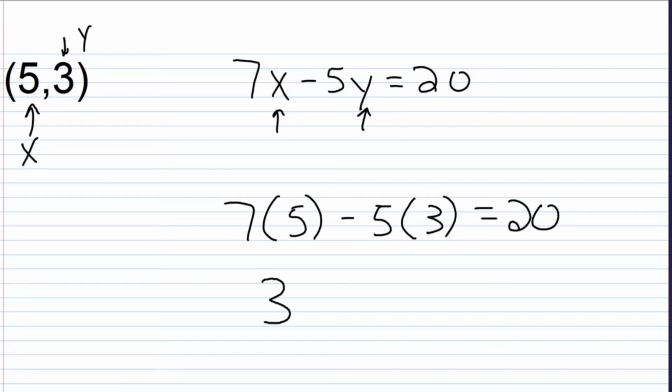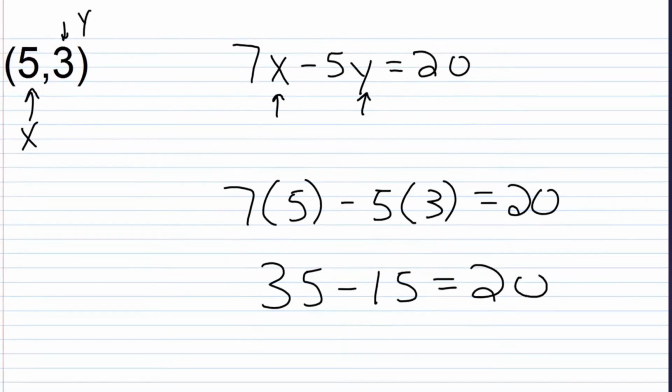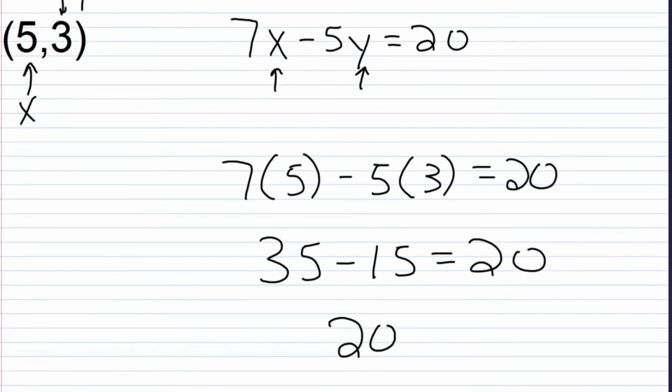7 times 5 is 35. 5 times 3 is 15. This is going to be true, right? 35 minus 15 is 20. So we have a true statement here, so we can say yes, this ordered pair is a solution to our given equation, 7x minus 5y equals 20.